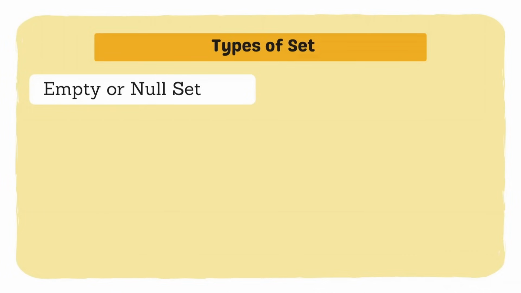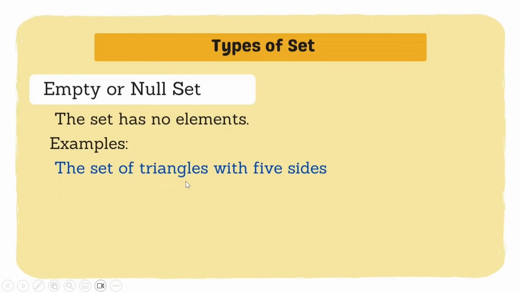Next type of set is what we call the empty or the null set. Ano po itong null set? So, null set is a set that has no elements. Wala po siyang elements. Bigyan ko po kayo ng example. We have here the set of triangles with 5 sides. Meron po bang triangle na may 5 sides? Wala. So, this is an empty set. It's impossible to have a triangle with 5 sides.